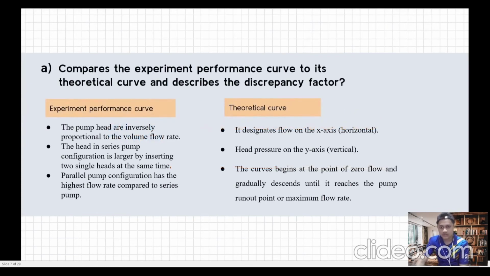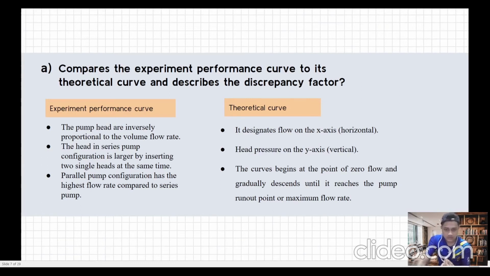For question A, compare the experiment performance curve to its theoretical curve and describe it. The experiment performance curves for single, series, and parallel show the same relationship between flow rate and pump head. The pump head is inversely proportional to the volume flow rate. The series pump configuration had the highest pump head compared to the other pumps. The pump will be difficult to operate due to the extremely flat pump head curve. The head in the series pump configuration is larger because two single heads are inserted at the same time. The parallel pump configuration has the highest flow rate compared to the series pump.